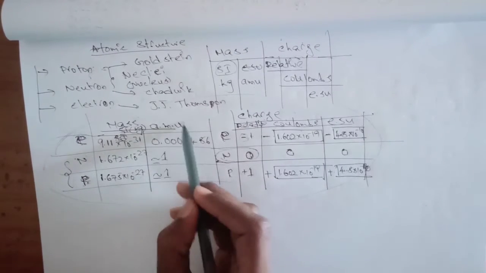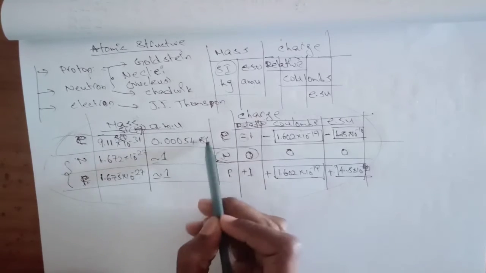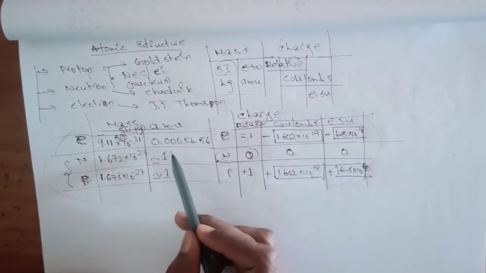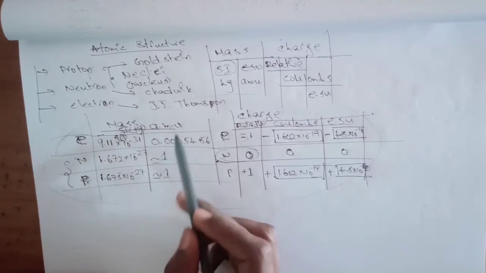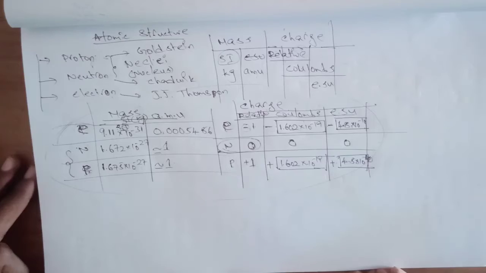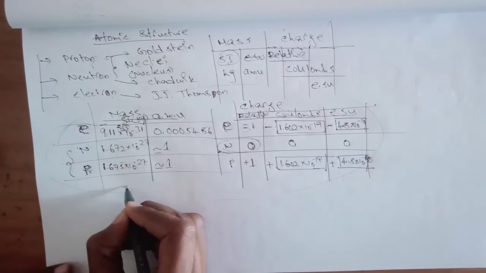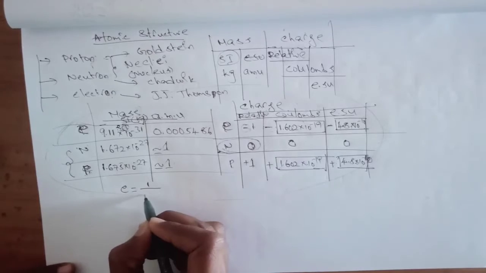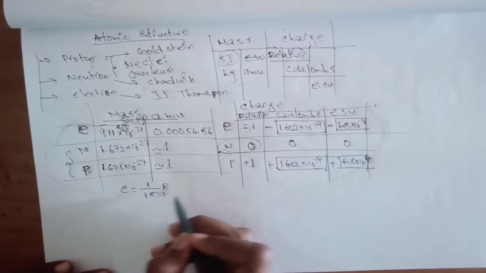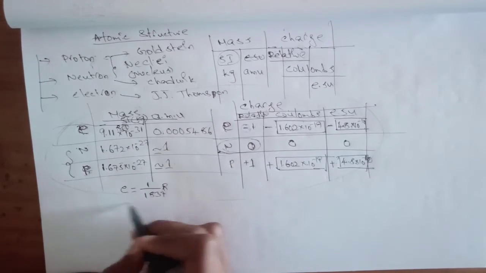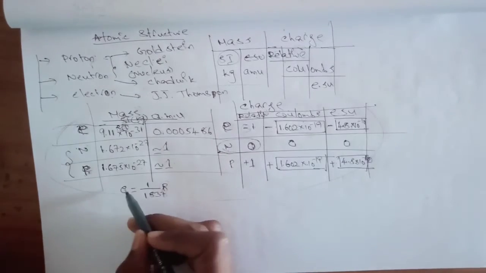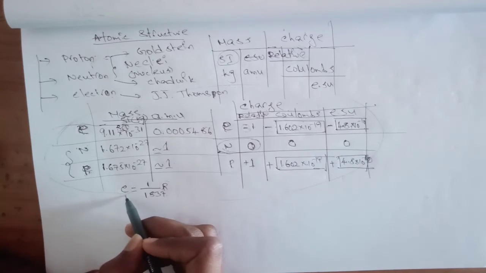Consider the atomic mass unit of the electron is absolutely near to 0, but it's not 0, and the neutron and proton have relative atomic mass unit near to 1. And the another thing we have to consider is the electron mass is equal to 1 by 1837 times of proton mass. Why? Because electron has very little mass and the proton has very large mass. So if we divide with 1837, we will get the approximate mass of electron.